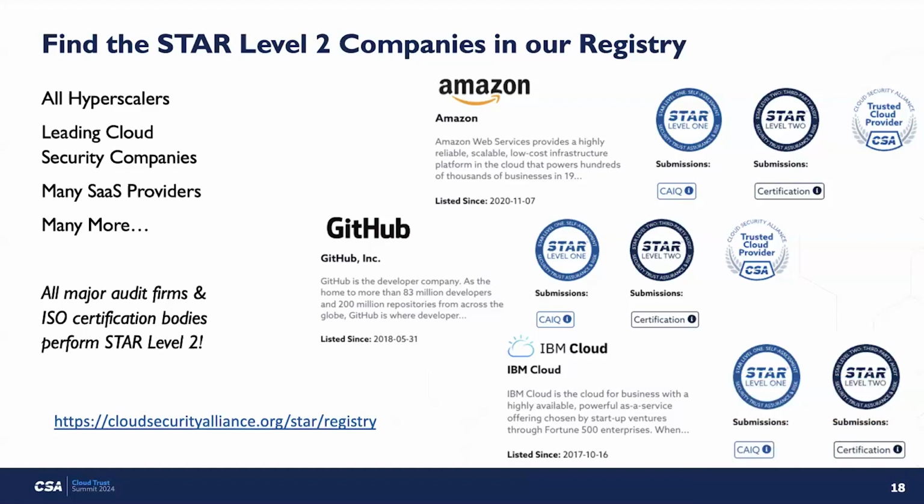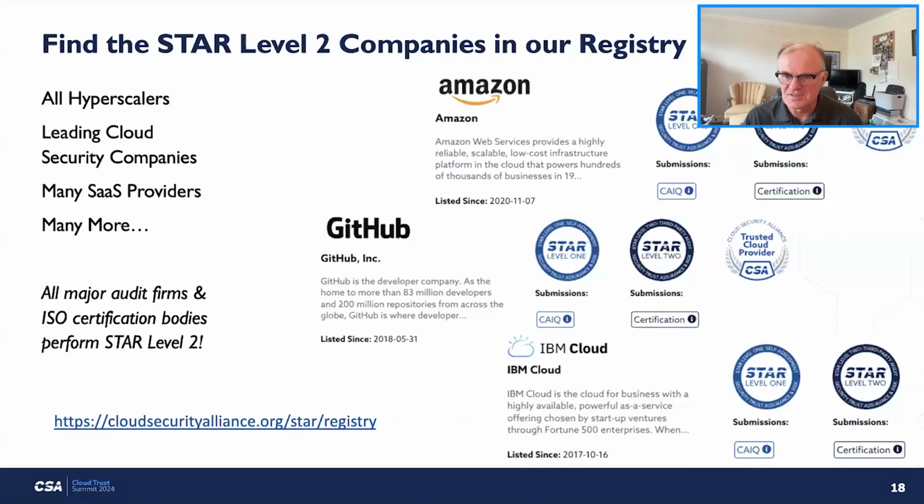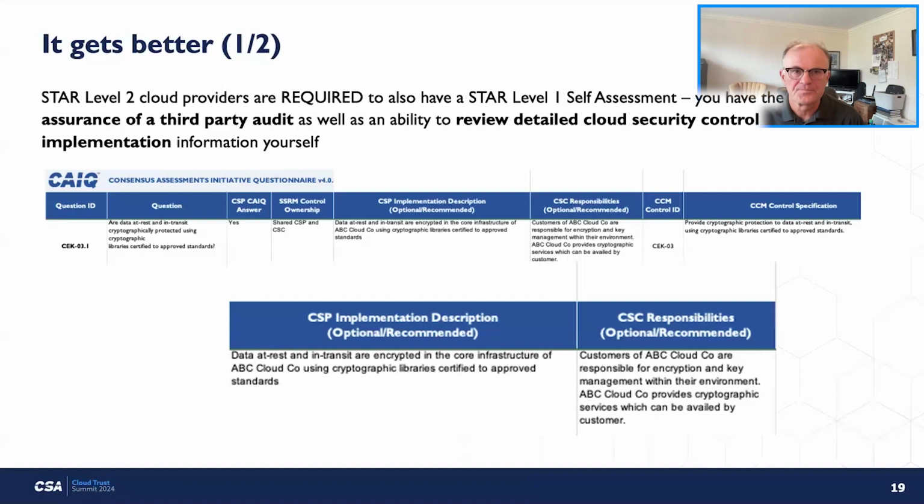You'll see, and you can go drill down and verify who was their auditor for the STAR level two. Was it a certification? Was it an attestation? And then you can also drill down and look at their level one and understand their responses on a control by control basis. So it's very rich information that's very helpful. But it gets better than that.